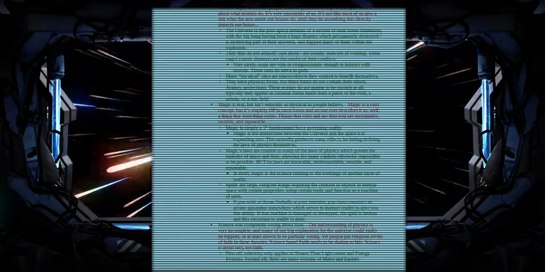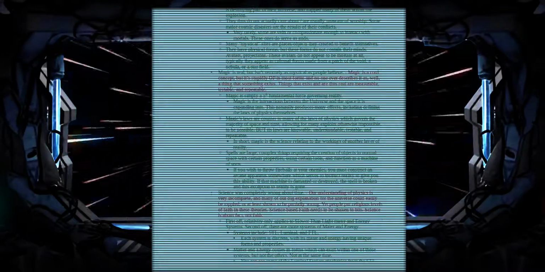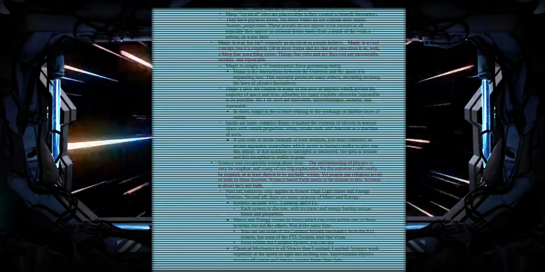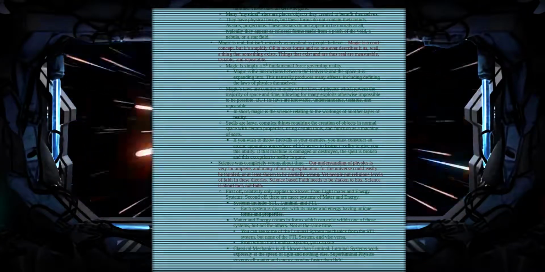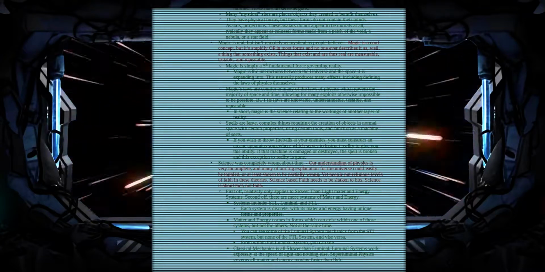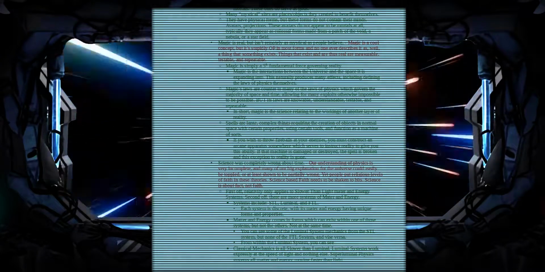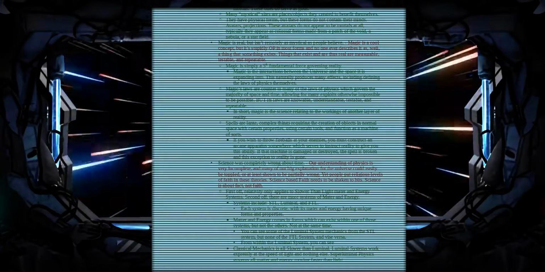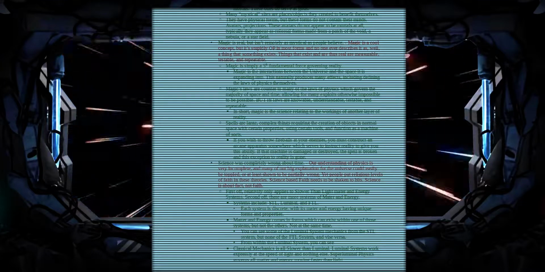So one of the things this fifth force does is it actually defines the laws of physics themselves. Now, magic's laws are counter to many of the laws of physics which govern the majority of space and time, allowing for many exploits otherwise impossible to be possible. But its laws are knowable, understandable, testable, and repeatable, though not fully understood by people, of course. But that's a function of time, not a function of any bullshit mysticalness. In short, magic is the science relating to the workings of a whole nother layer of reality.